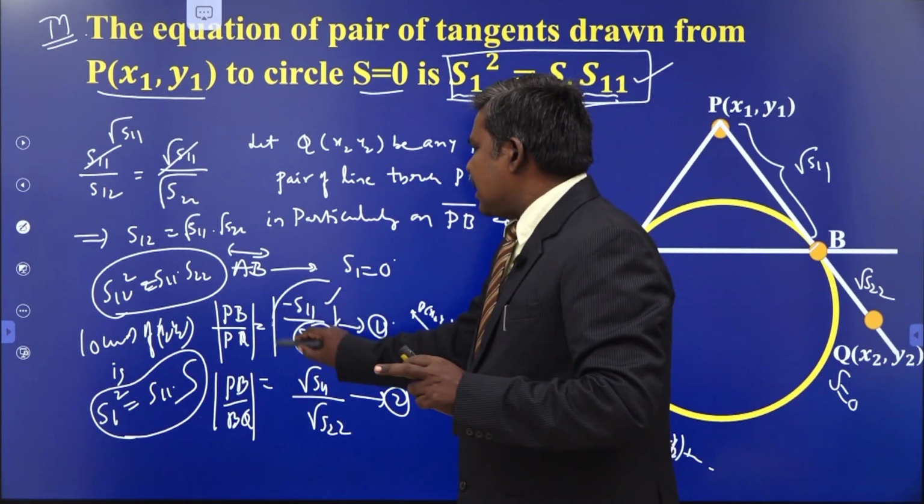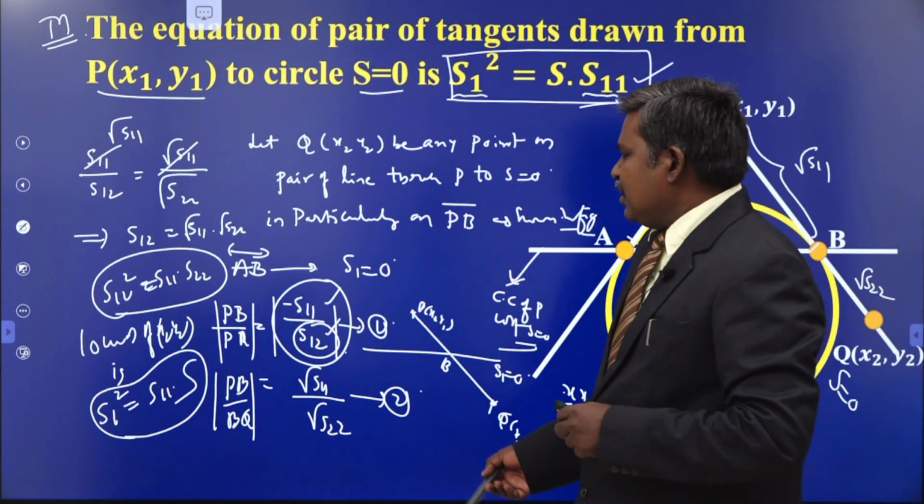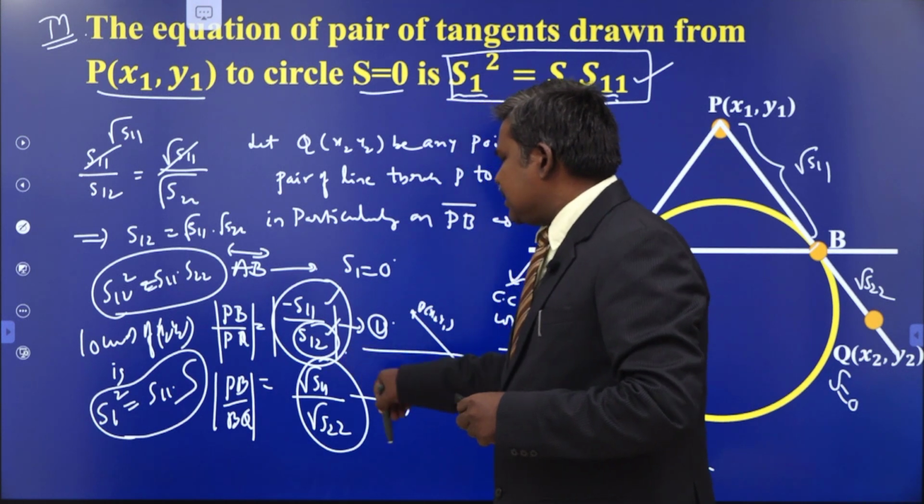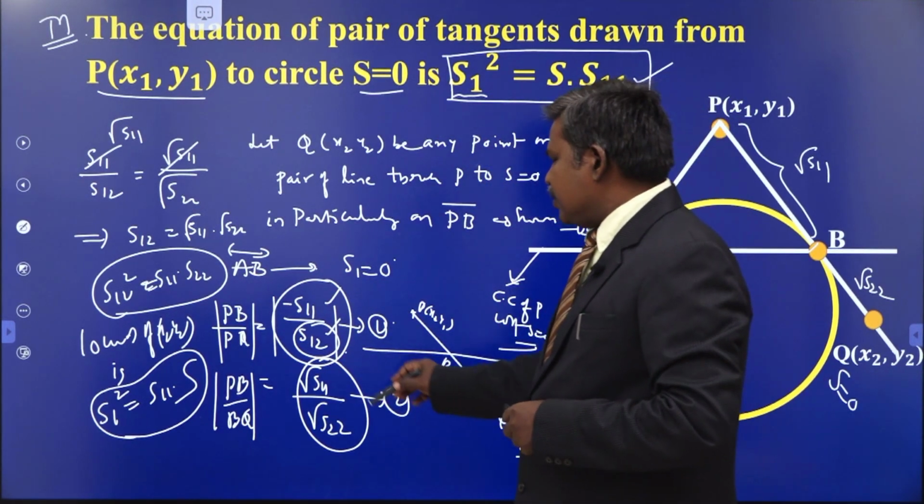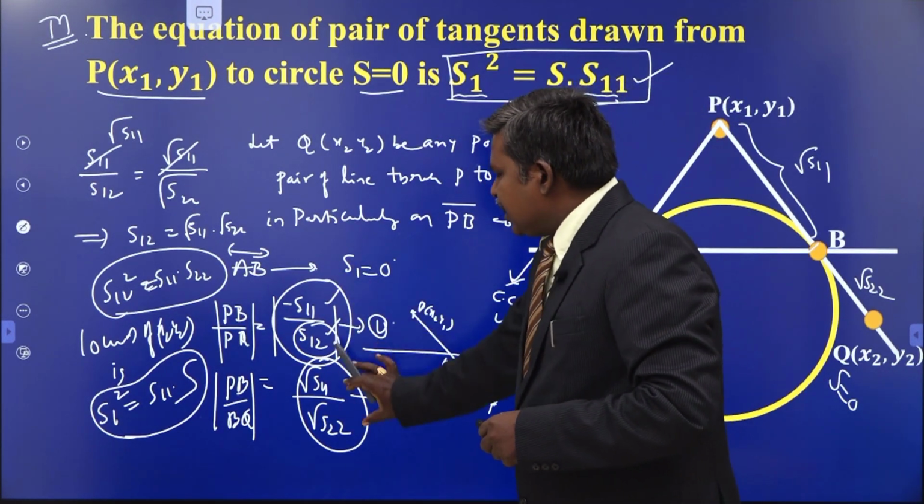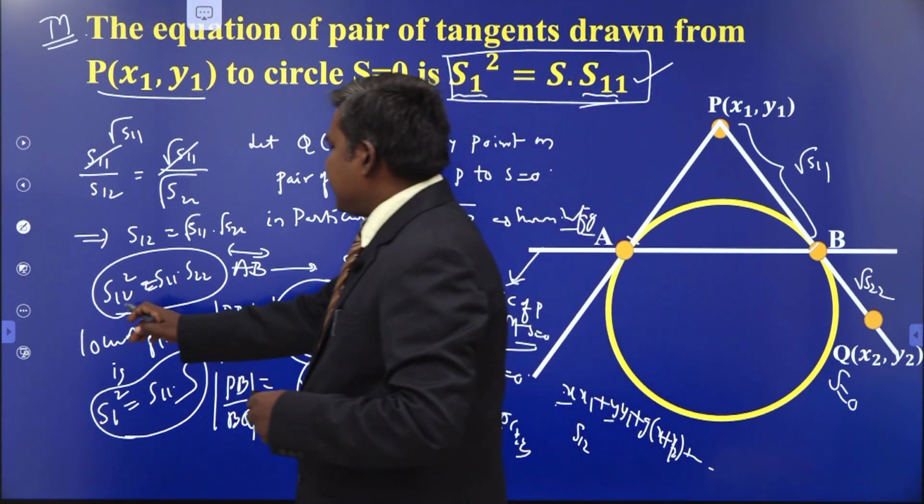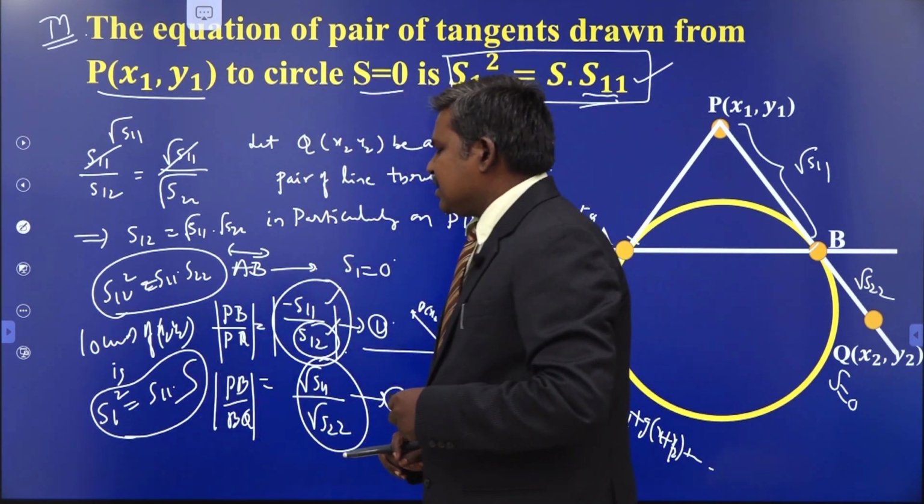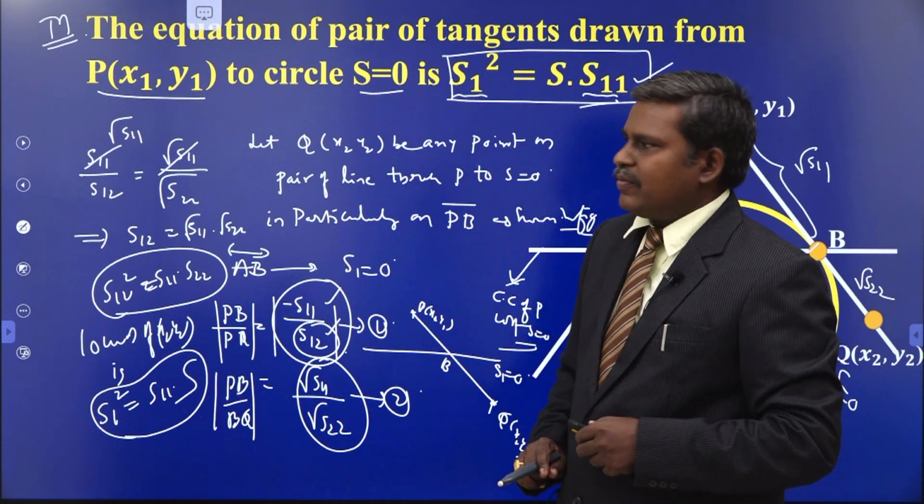Once you have this thought, immediately we can crack this theorem. All of you know this, it is very simple logic. The ratio of the lengths of tangents is root S11 by root S22. Equate these two ratios. We obtain the locus as S1 square is equal to S into S11.